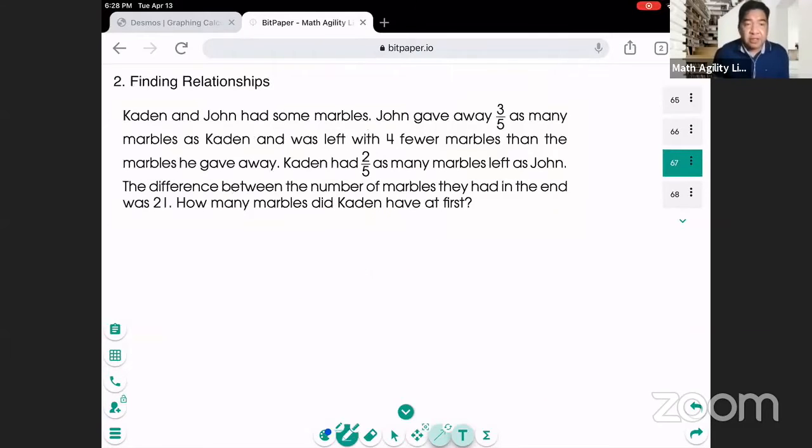The second question is about finding relationships. This is not the relationship all of you are thinking about, but this is about mathematics, finding relationships between variables. So let's read the question. Caden and John had some marbles. John gave away 3/5 as many marbles as Caden and was left with four fewer marbles than the marbles he gave away. Caden had 2/5 as many marbles left as John. The difference between the number of marbles they had in the end was 21. How many marbles did Caden have at first?